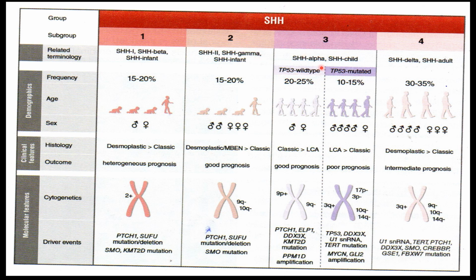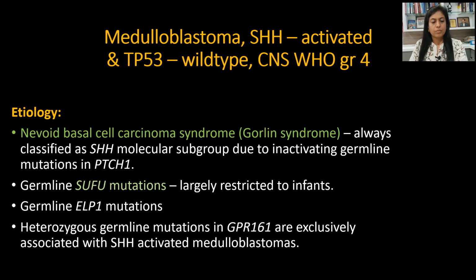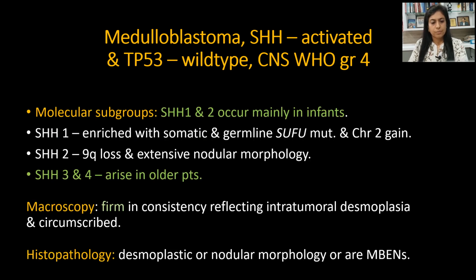Coming to the subgroups, there are 4 subgroups: P53 wild type and mutant, and we have seen the TP53 mutants have poor prognosis. And the wild types are associated with nevoid basal cell carcinoma syndrome, also known as Gorlin syndrome, associated with PTCH1 mutations.